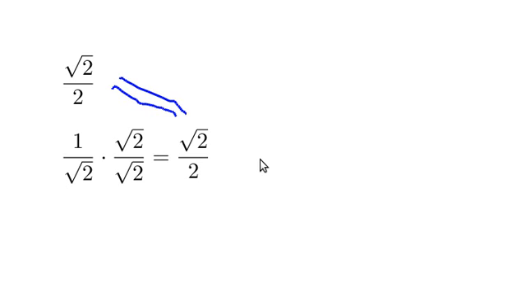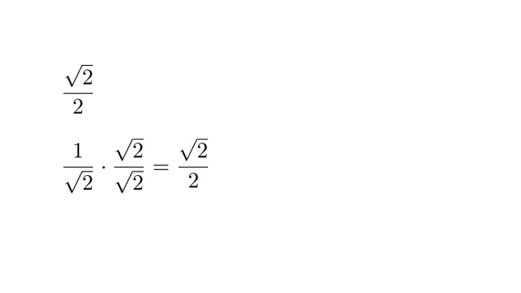Okay, so let's do one more example, and that example is going to be 1 over square root of 3x. 1 over the square root of 3x. So we want to get rid of this radical. Even though x is in the radical, we still want to get rid of it. So how do we do that?